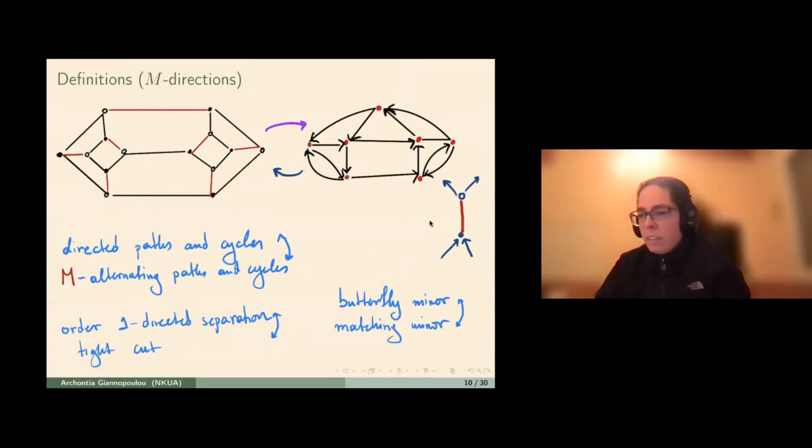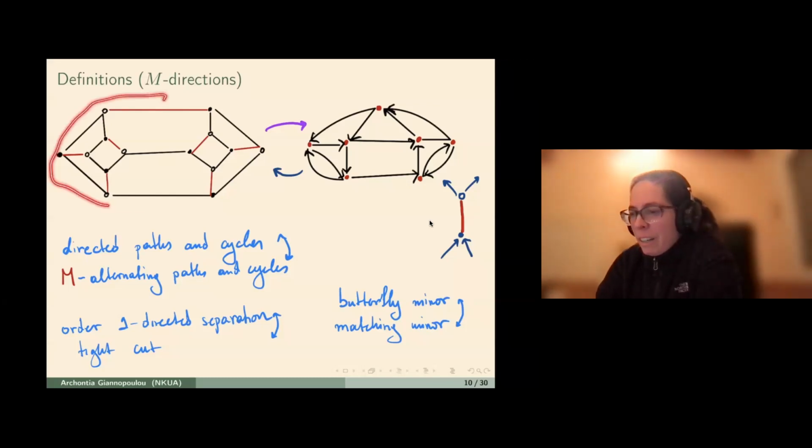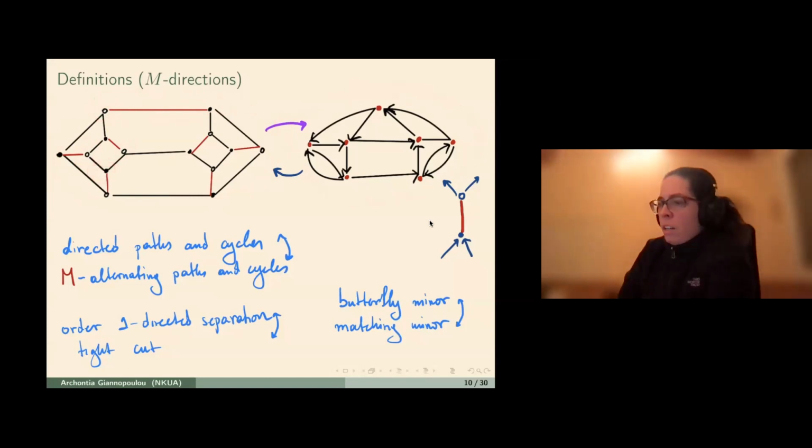Okay, and finally, one more definition, and this is the definition of M directions. Basically, what I said before, and maybe please forget half of the screen. Let's look at the picture. Whenever we have a bipartite graph with a perfect matching, by fixing a specific matching, we can actually go to a specific directed graph. So what we do is that we have, let's say, the white vertex in one of the classes of the bipartite graph. The black vertices are in the other class.